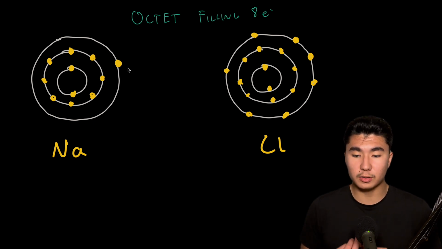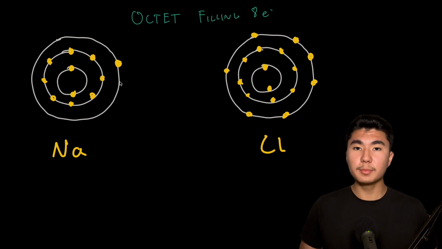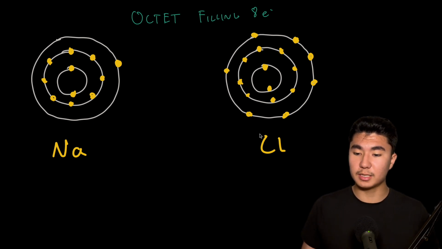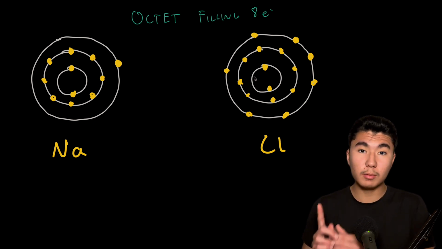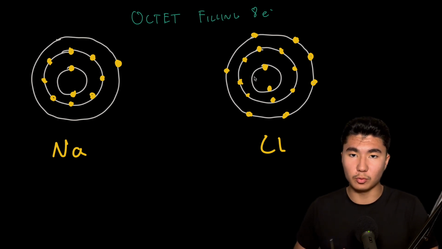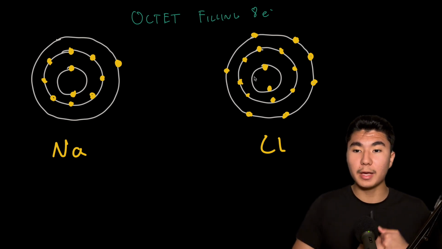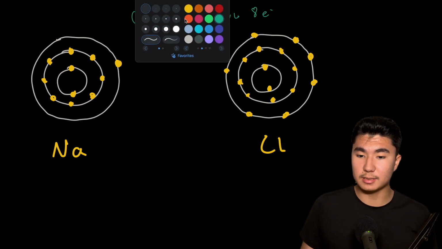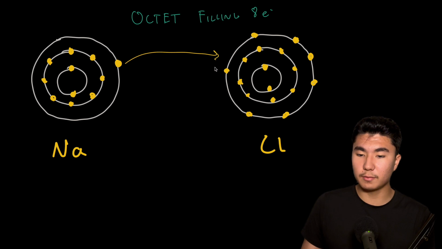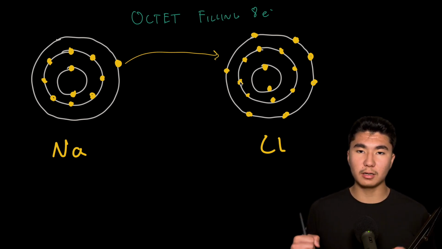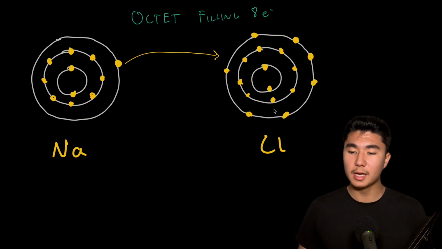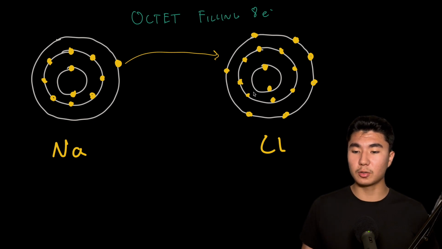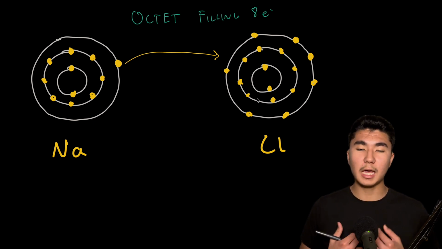So to fulfill that octet rule, the sodium can just give up its electron easily, because this chlorine really needs 1 more electron in order to fill in that octet rule. Because when we fill in that octet rule, we have a more stable atom, a more stable element. So this electron will transfer over to chlorine, and that's when the ionic bond is created, because we can lose this electron from sodium much more easily than we can lose it from chlorine. So the sodium will donate its electron for chlorine to fulfill that octet rule, and we have an ionic bond.